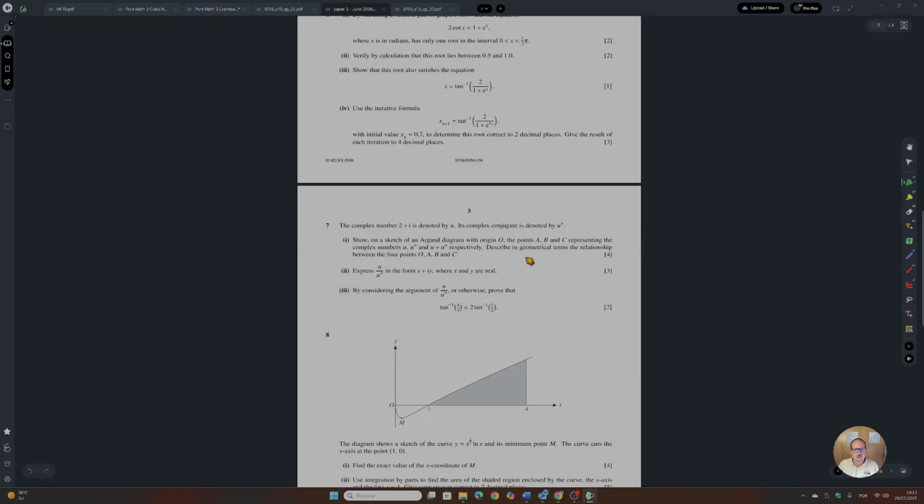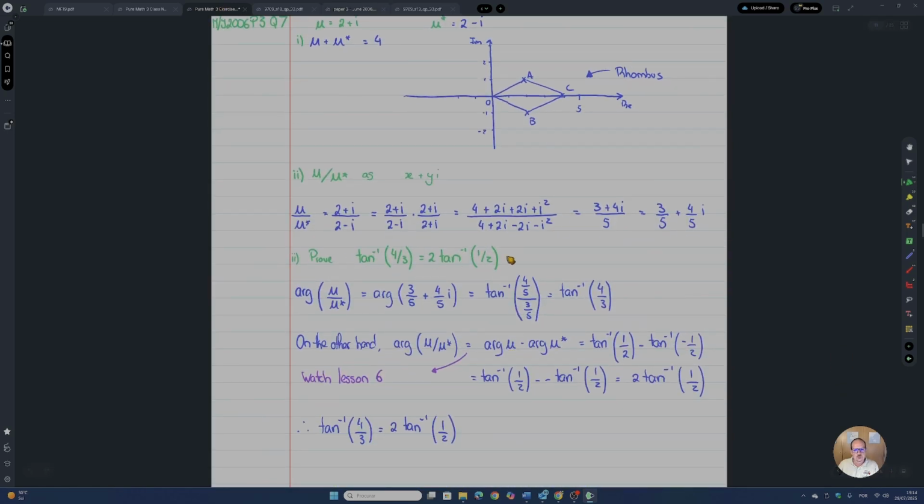Okay, then by considering the argument of u over u star or otherwise, prove that tan inverse of 4 over 3 equals tan inverse of 1/2. So prove this. What is the argument of this? If you go over here, the argument is always the tan inverse of the imaginary part over the real part, which is 4 over 3. You just need to figure out if this is in the first or the fourth quadrant. This is in the first quadrant, so there's nothing else you need to do, so that's fine.